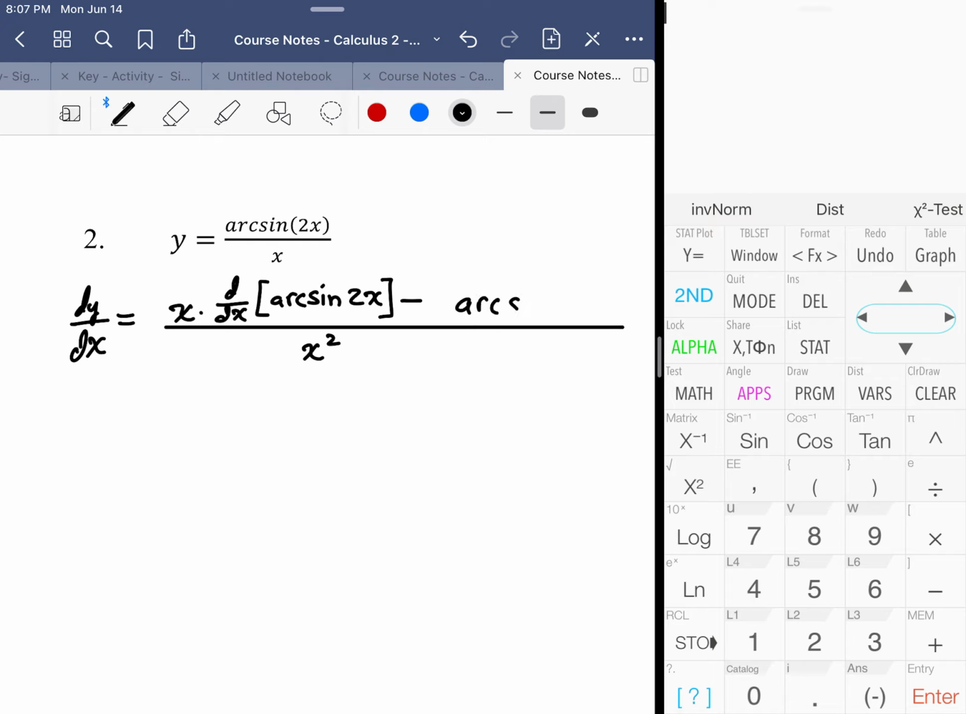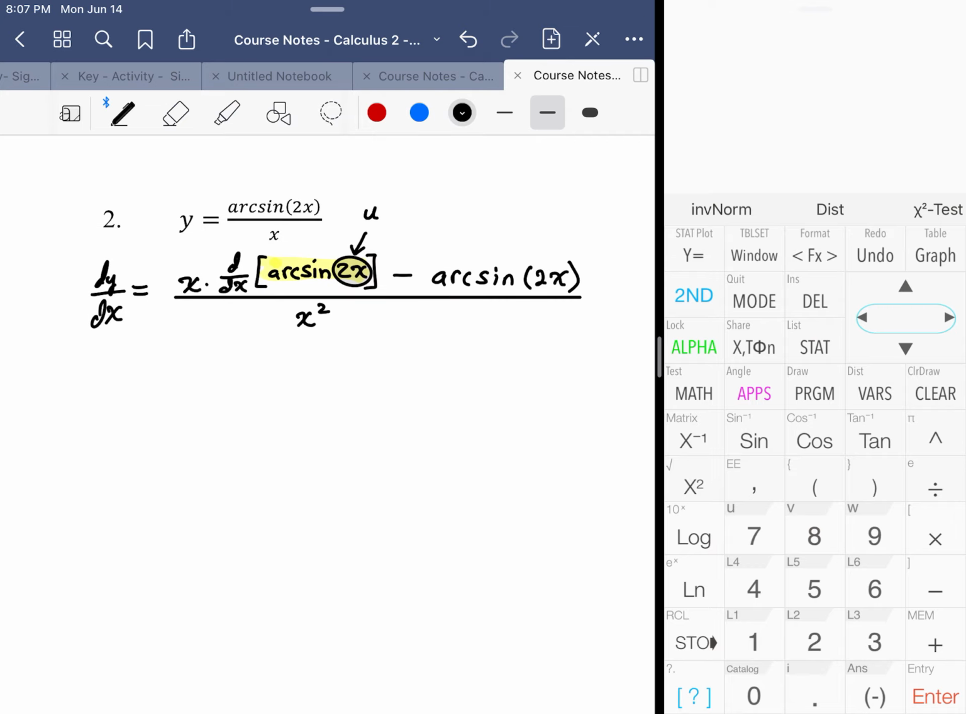So arc sine of 2x times the derivative of the denominator is just a 1, so we'll just leave that alone. So now I just got to take the derivative of this piece. Now the u here has a derivative of 2. So 2 over the square root of 1 minus 4x squared. I'm going to multiply that by the x. And then really everything else is just coming along for the ride.